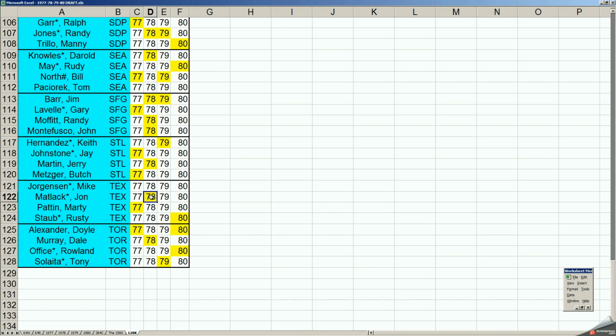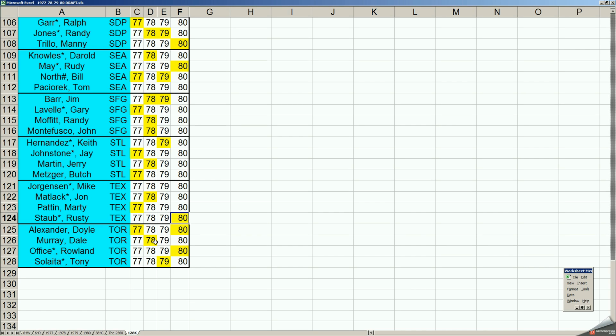Now, if you watched the video about the off-season trades, you saw that Texas went after John Matlack and Marty Pattin, and they can get good results. 78 Matlack and 77 Pattin both had pretty good years. And Rusty Staub hits 300 for the Rangers in 1980.